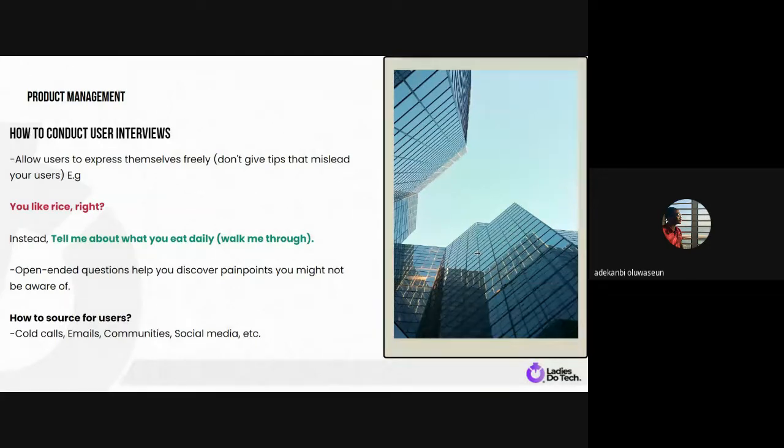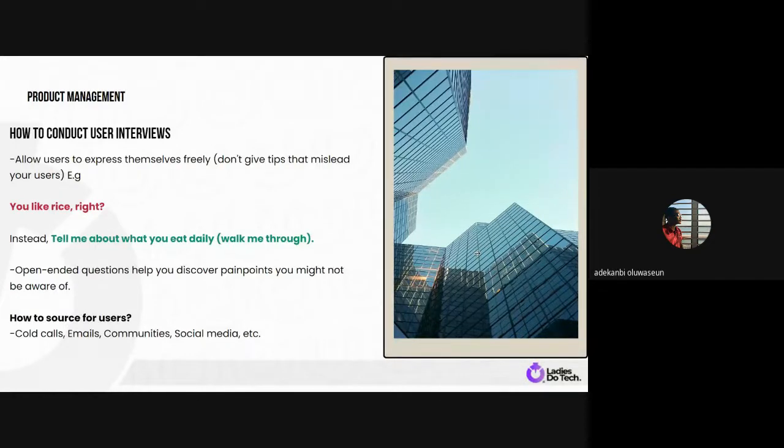Like when I was engaging Lyra during the call, I asked her to walk me through her daily life. I didn't tell her, oh, would you use a mobile app that helps you to make your hair, or would you, you know, do you get what I mean? I wanted to first understand her pain points, the user journey, what she does daily, right? Because it is from that I'm able to gather all the points I need to build a better product.